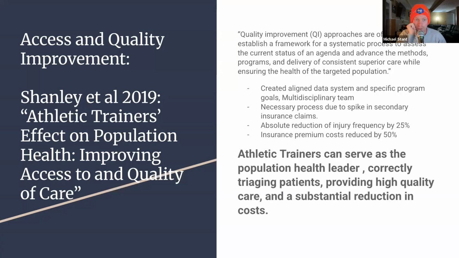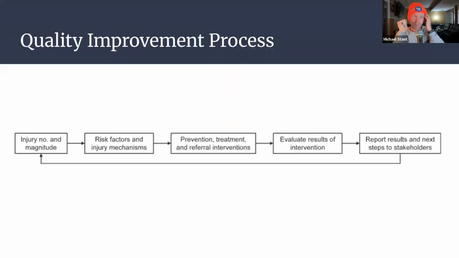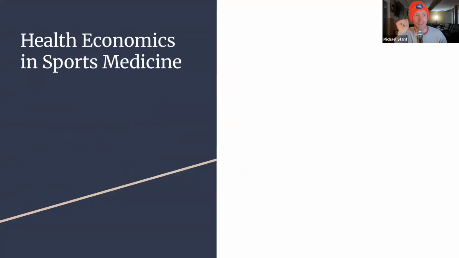The overall theme from that article is that quote right there: athletic trainers can serve as the population health leader, correctly triaging patients, providing high quality care, and substantial reduction in costs. And I want to point out this is 2019. This is still a relatively newer article, and it took a little bit for athletic trainers to start grasping this concept of health economics and how we utilize quality improvement, access, and affordability to demonstrate our value. That's the quality improvement process I walked through; those pictures are just for your own keeping.